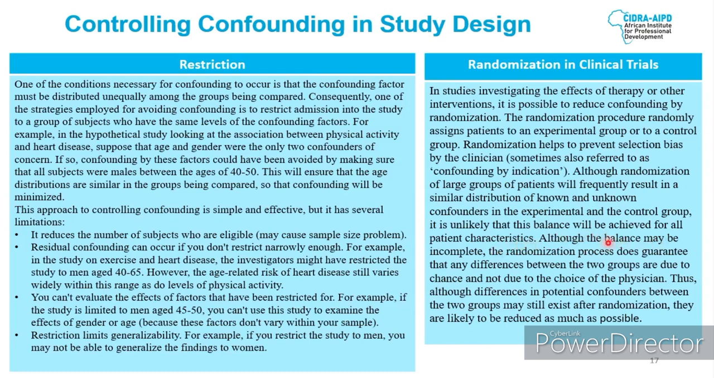Although the balance may be incomplete, the randomization process ensures that any differences between the two groups are due to chance and not due to the choice of the physician. Thus, although differences in potential confounders between the two groups may still exist after randomization, they are likely to be reduced as much as possible.